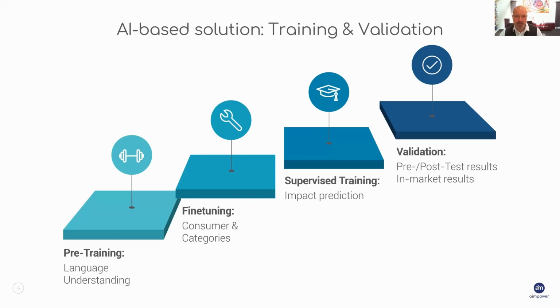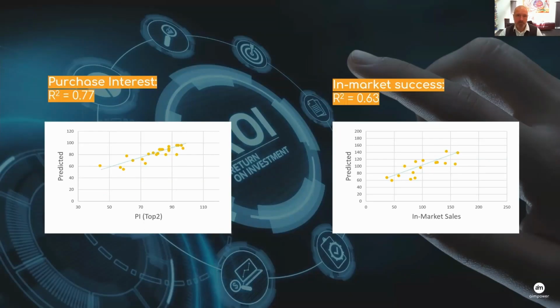So to give an example of how this validation can look like and what are the typical results we see, on the left, we see a comparison against, or prediction accuracy of, the AI of purchase interest. It could be also other persuasion scores or other metrics we have available from pre-tests. And we have R-squares of 0.7 and higher, which is very high. We also can validate, if available, against in-market data. And again, across many projects, we see R-squares of 0.5, 0.6 and higher, meaning that an AI can really be trained to take in consumer text and make valid predictions of advertising effectiveness.